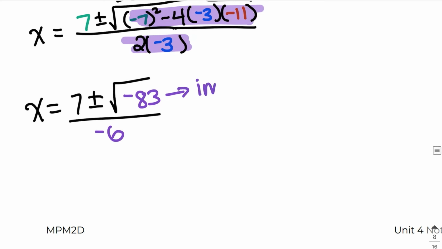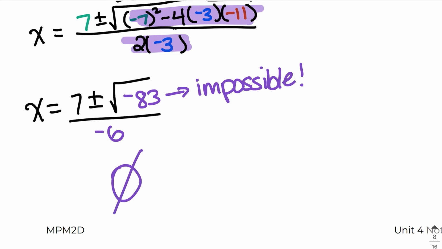This here is impossible. What does that mean? It means that there are no solutions. And this symbol right here means no solutions.